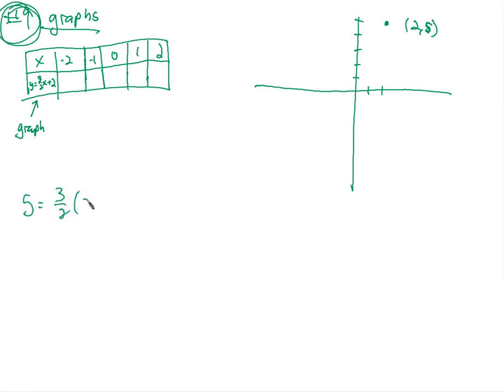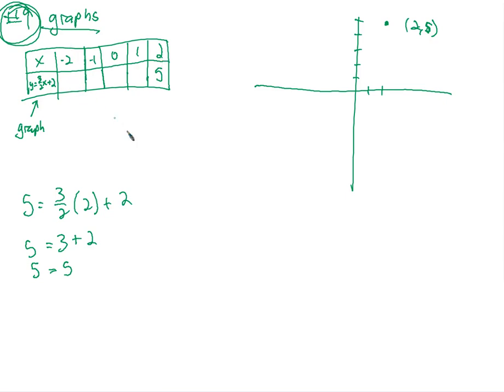3 halves times 2 plus 2. 3 halves times 2 comes out to be 3. 3 plus 2, what do we get? 5. So 5 equals 5. So this is a true statement. So 2, 5 is a point on the graph because 2 for x and 5 for y is a solution to this equation. Okay. And if I plug in 2 for x, I get 5 for y. Right? I just said the same thing at least 3 different ways. Okay, so we're going to finish this table off.